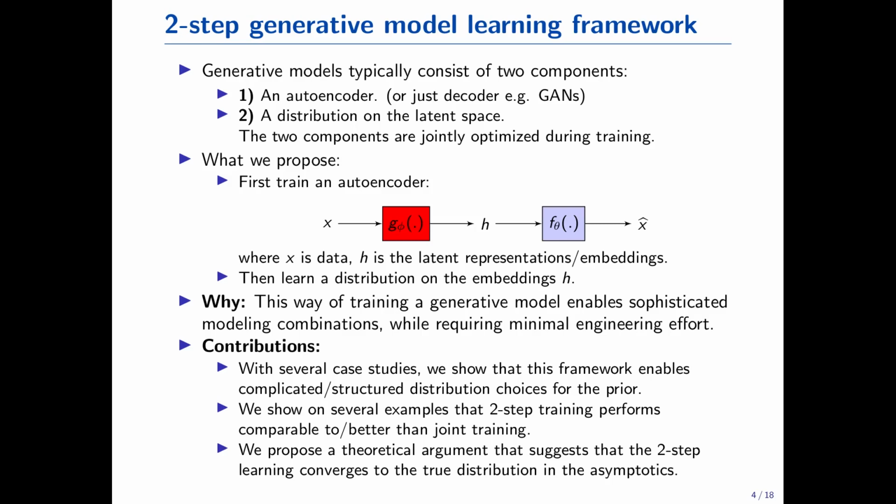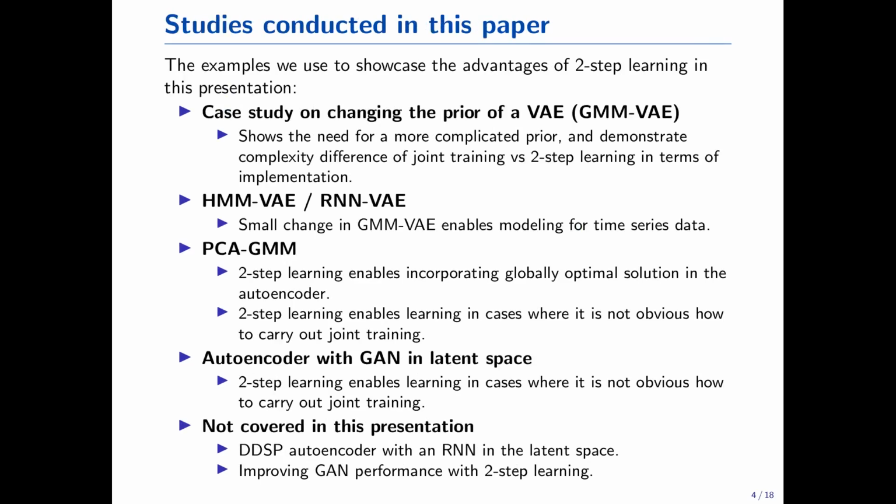We also show on several case studies that two-step learning performs comparable or even better than joint training in some case studies. We also propose a theoretical argument that asymptotically this way of learning the model converges to the true data distribution. So as to give an overview of the case studies, let me talk briefly about them.